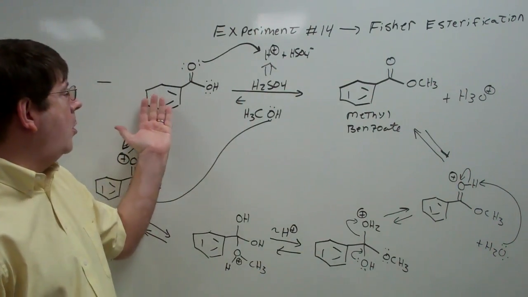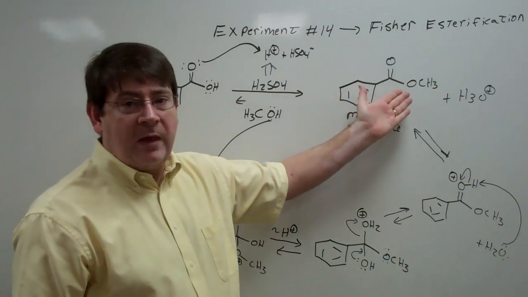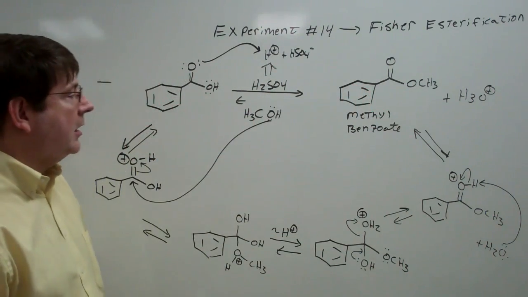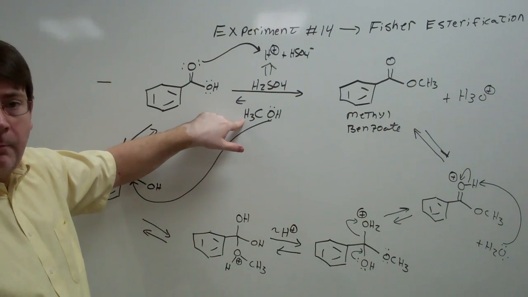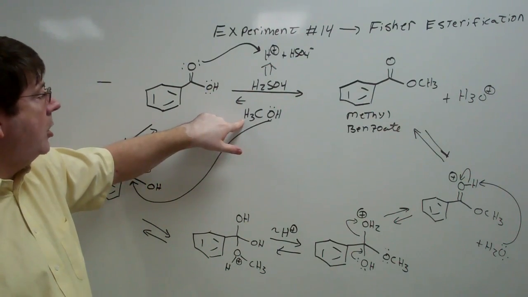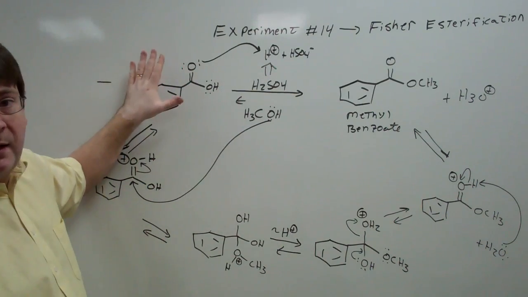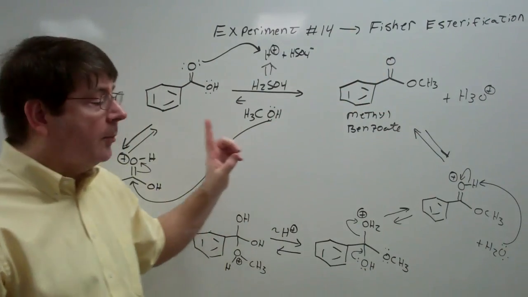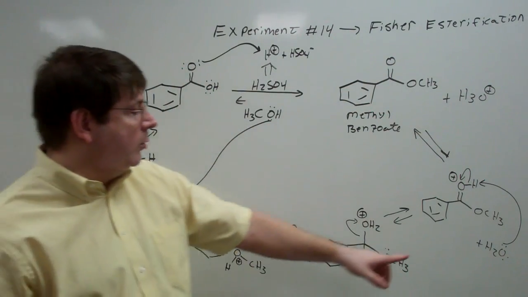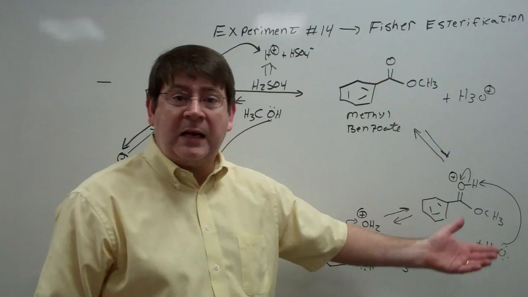So how is it that we're going from the acid to the methyl benzoate? It turns out that we're doing this by using a huge excess of methanol. So by using a large excess of methanol, that's on this side of the reaction arrow, we're pushing that to completion. There's a couple of other things that we could have done. We could have removed the water from the reaction. We could have dehydrated it.